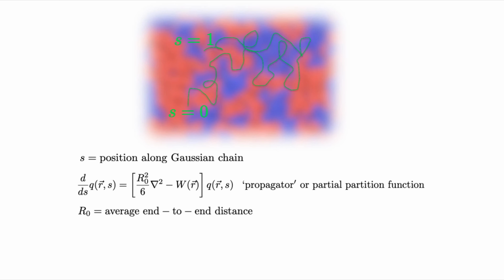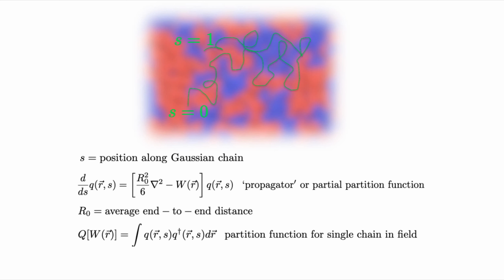To find the statistical behavior of the chain, we're interested in a function called the propagator, or partial partition function. The propagator, q of r and s, gives the partition function for the portion of the chain from 0 to s, given that the monomer at polymer position s is fixed at spatial position r. The propagator follows this diffusion equation. So given some initial condition for the propagator, which is defined by your problem, you can use this diffusion equation to find the partition function for any portion of the chain.